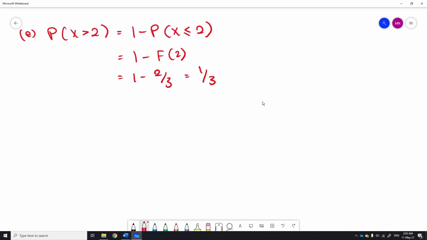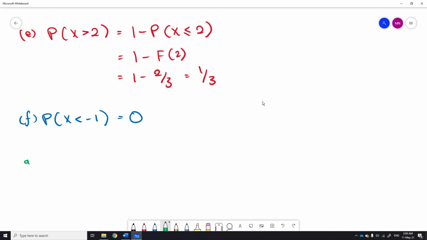For question F, probability of x less than negative 1. Since x here is less than negative 1, we don't have any value of x less than negative 1, so this is just equal to 0.